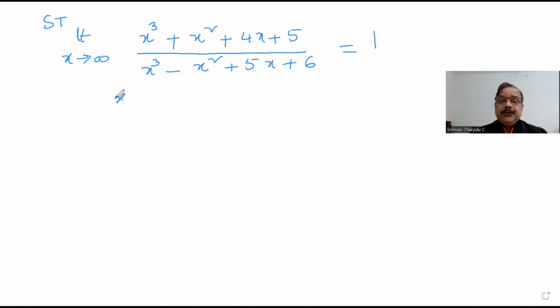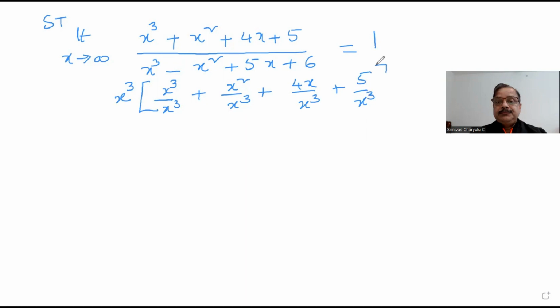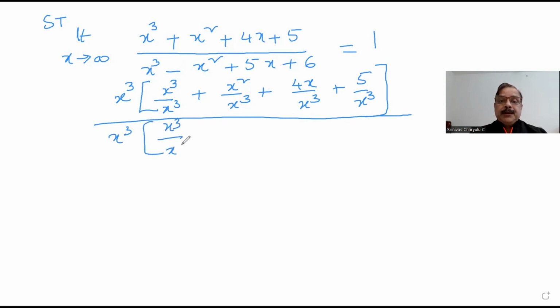From the numerator, you take out x cube common. What will you get here? x cube by x cube, I am writing for your benefit, plus x square by x cube, plus 4x by x cube, plus 5 divided by x cube. Denominator, take out x cube common: x cube by x cube minus x square by x cube plus 5x by x cube plus 6 by x cube.